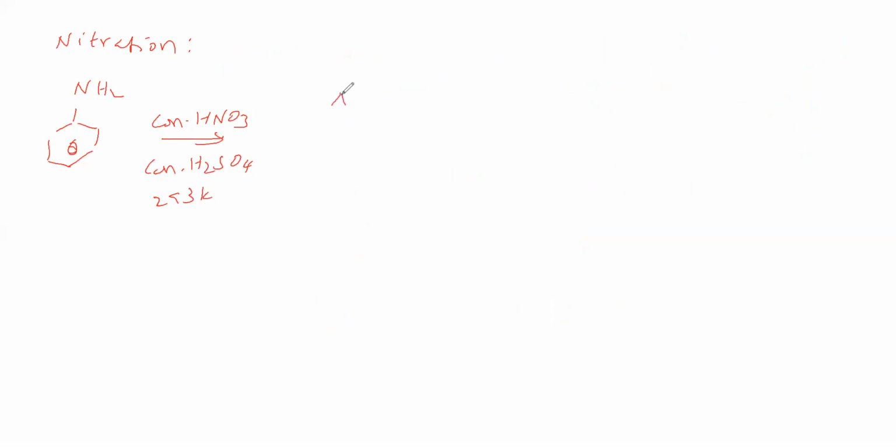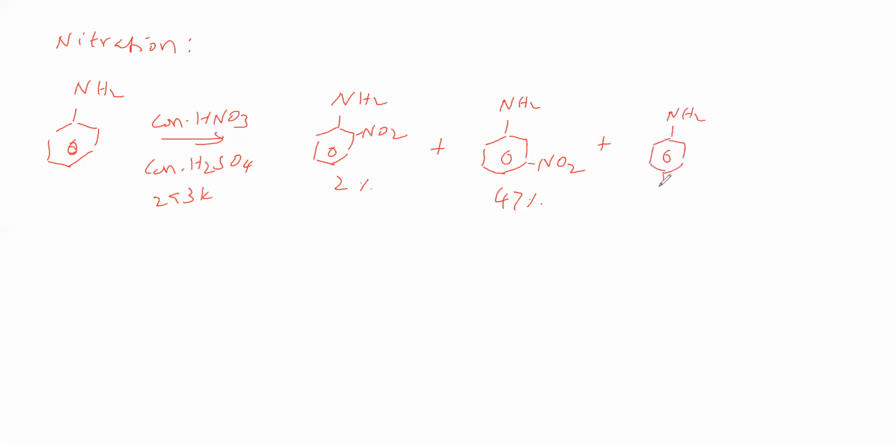First product is orthonitroaniline. This is 2%. Next we are getting metanitroaniline. It is 47%. Next we are getting paranitroaniline. For this the percentage is 51%. Paranitroaniline we got it.